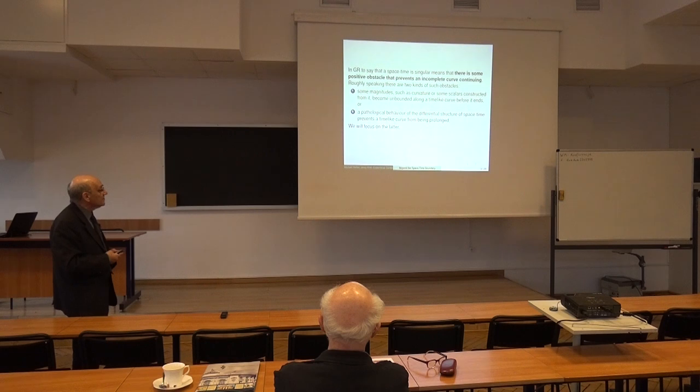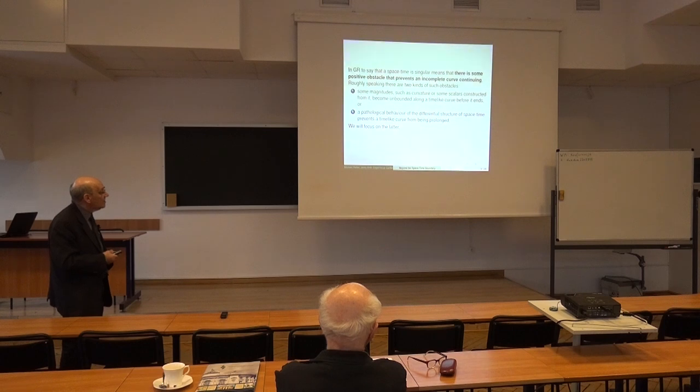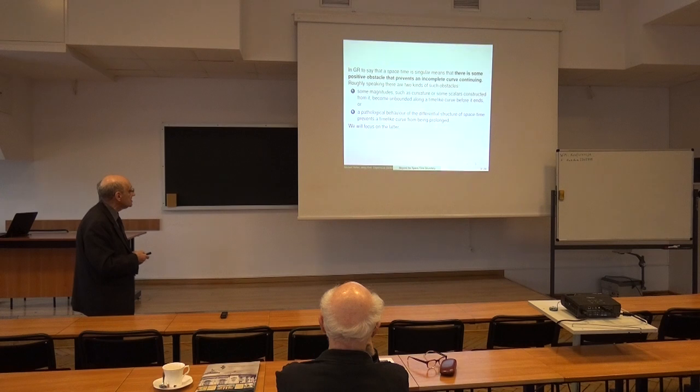Roughly speaking, there are two kinds of such obstacles. Some magnitudes, such as curvature or some scalars constructed out of the curvature, become unbounded along a time-like curve before it ends. This is one of the obstacles. And another sort of obstacle is the pathological behavior of the differential structure of space-time that prevents a time-like curve from being prolonged. And in this talk, I will focus on the second kind of obstacles, which is the origin of real difficulties for relativists.